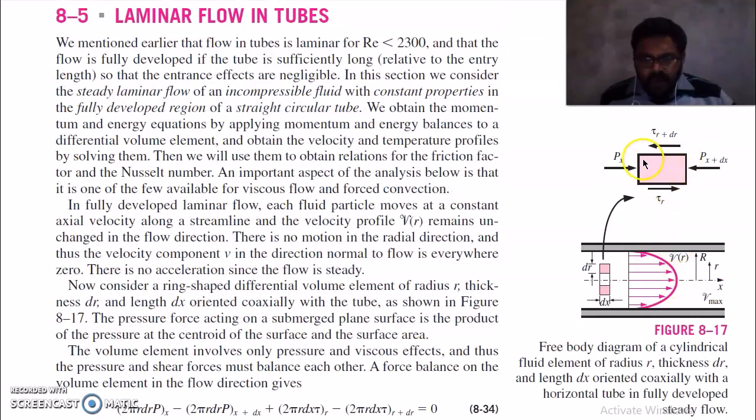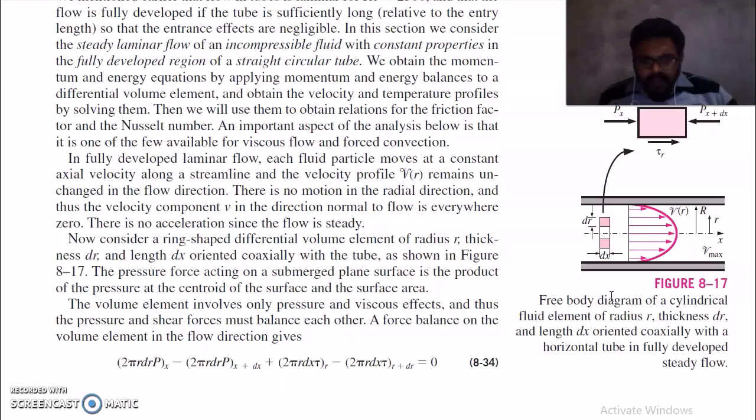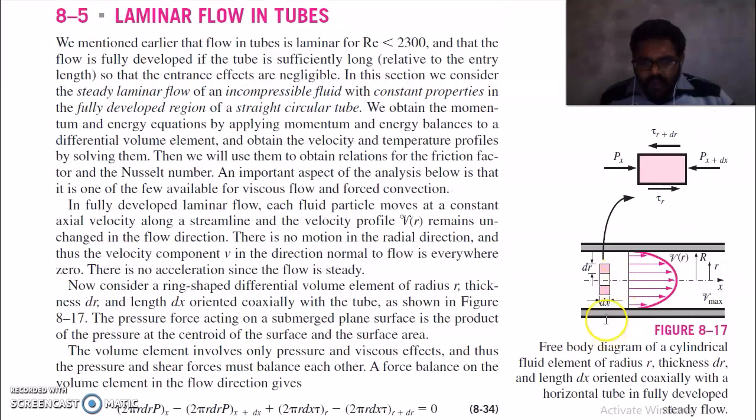Now consider this small ring shaped element of thickness dr at radius r with dx length, and it is oriented coaxially with the tube. So this is a ring shaped element which is cut into half. This is the cut section. So this is dr, this is dx. The pressure force acting on a submerged plane surface is the product of the pressure at the center of the surface and the surface area. So just take this small element.